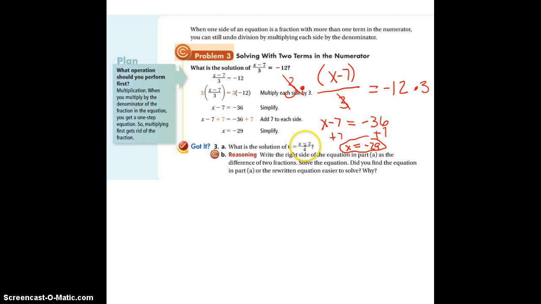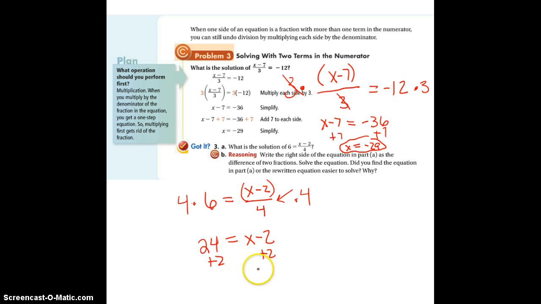What is the solution of 6 equal to (x minus 2) divided by 4? Again, that vinculum, that division sign, puts those imaginary parentheses in there. So if I reverse my order of operations, this here is division, so that means that I would multiply both sides by 4, and I get 24 equal to x minus 2. And now I just need to add the 2 to both sides, and I find out that x is equal to 26.